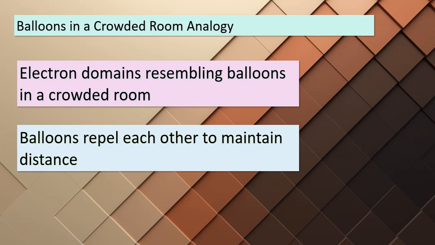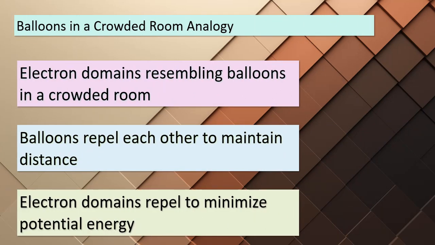Welcome back, students. Today, we're going to dive deeper into the analogy of electron domains being like balloons in a crowded room. Just as balloons filled with air repel each other to maintain some distance, electron domains, loaded with negative charge, repel each other as well. This repulsion is crucial because it minimizes the potential energy of the system. Remember, in the world of molecules, nature strives to find the most stable arrangement, much like balloons naturally settle into positions that avoid contact. Now, let's connect this analogy to the VSEPR model and see how it helps us decipher the shapes of molecules.